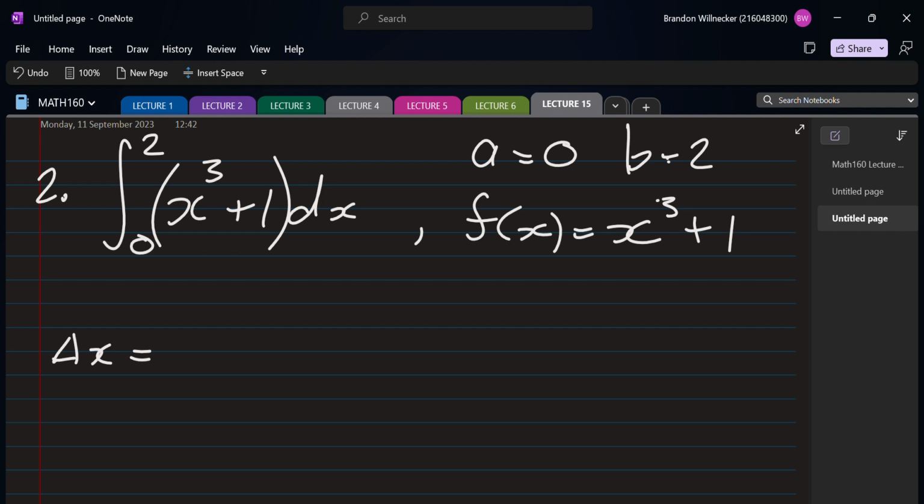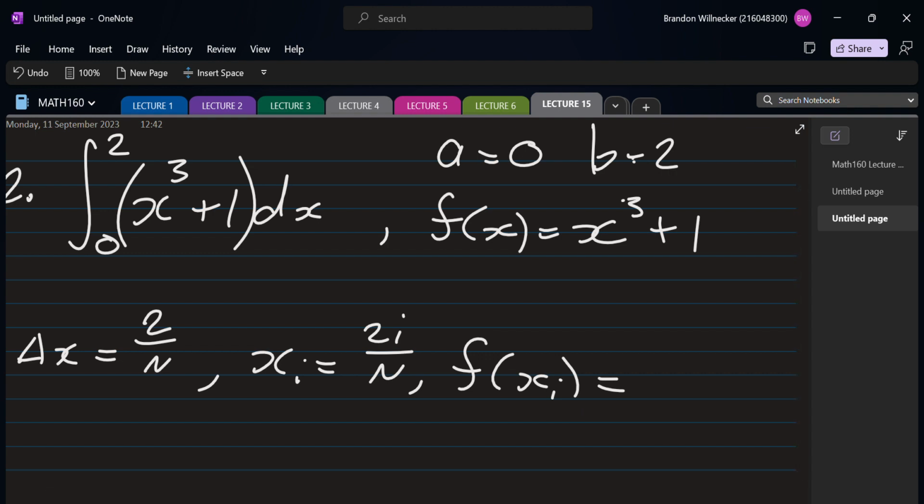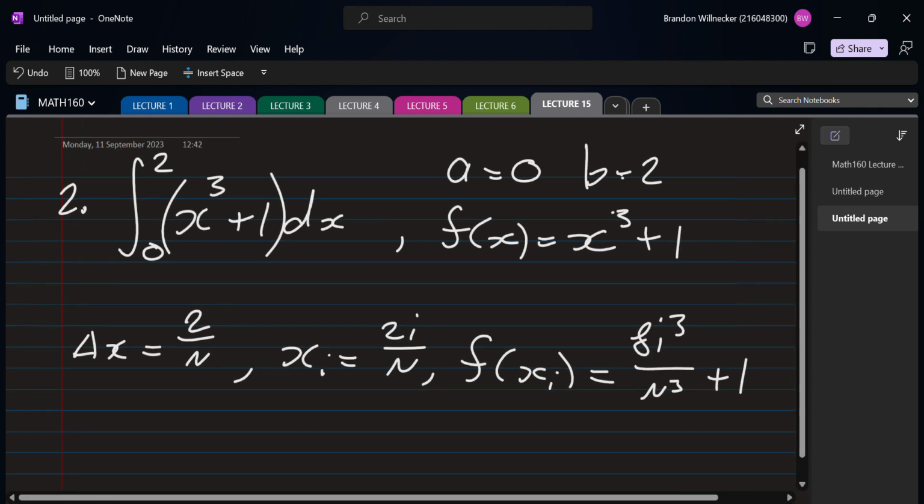So, delta x, that's b minus a over n. So 2 minus 0 over n, that's just 2 over n. Next, xr. That's going to be a plus r delta x. Our a is 0, so that's pretty easy to do. It will just be 2r over n. For f of xr, we take this xr value, we put it into f of x, and we get our f of xr. So it will be 2 cubed, so 8r cubed over n cubed, and the 1 that stays.